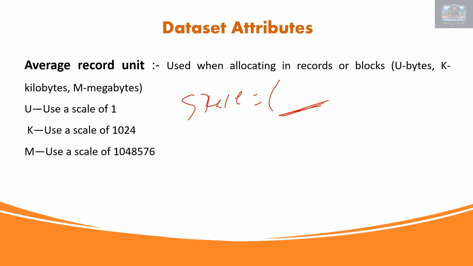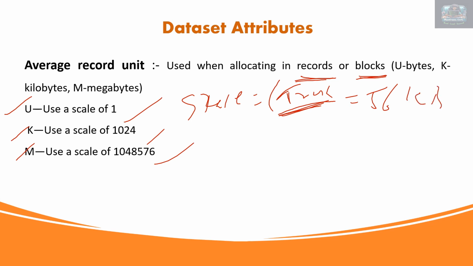But when you specify a space unit of records or blocks instead of tracks or cylinders, you have to specify this average record unit, which should be U, K, or M. If it is U, it is a scale of 1. If it's K, it's 1024, and if it's M, it is 1048576. So how is this calculated? As I told you, when it is track, it is 56 KB. When it is cylinders, one cylinder equals 15 tracks.